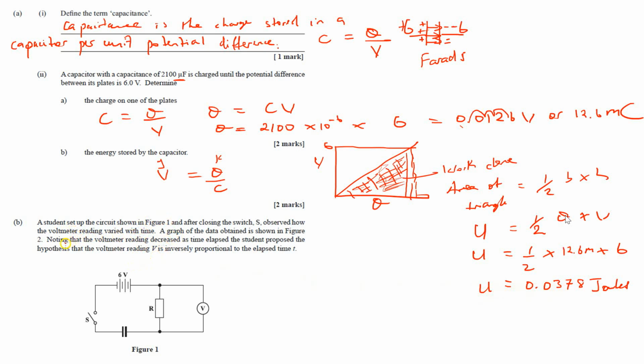Now, we move on from that question to part B. It says that a student set up a circuit shown in figure 1, and after closing the switch S, observed how the voltmeter reading varied with time. It says that a graph of data obtained is shown in figure 2, noting the voltmeter reading decreases as time lapses. The student proposed the hypothesis that the voltmeter reading is inversely proportional to the elapsed time, t.